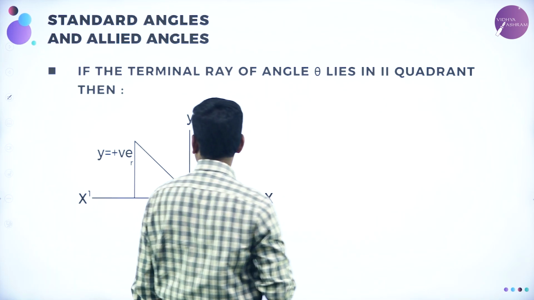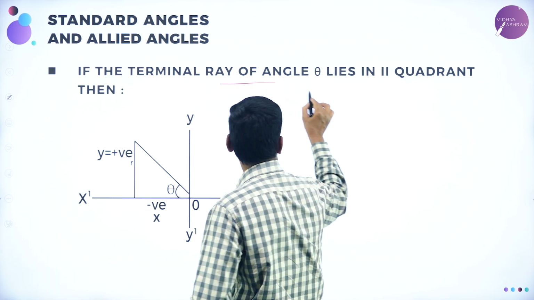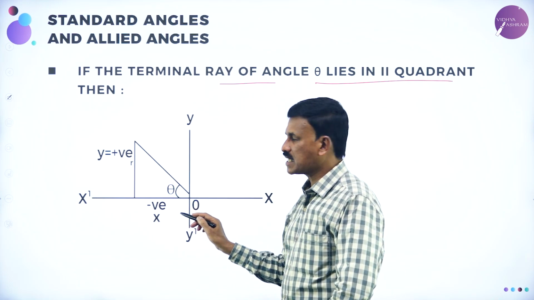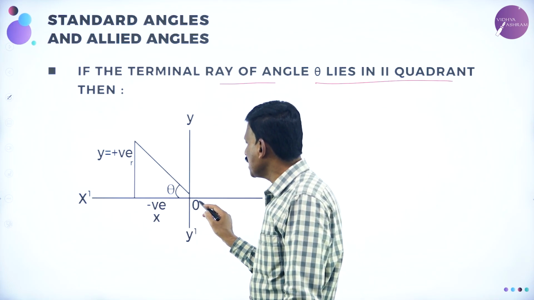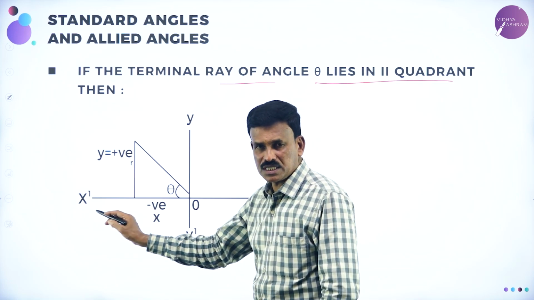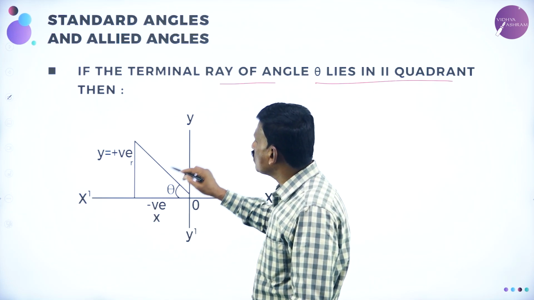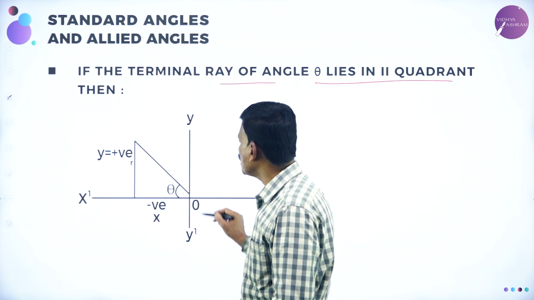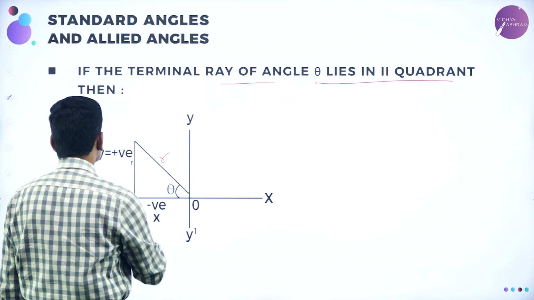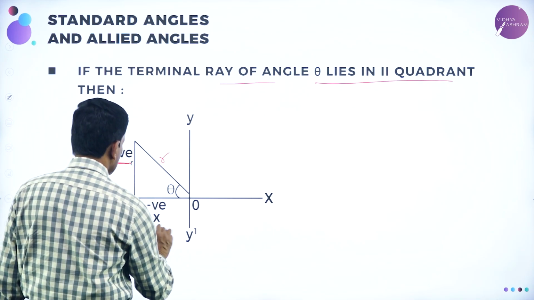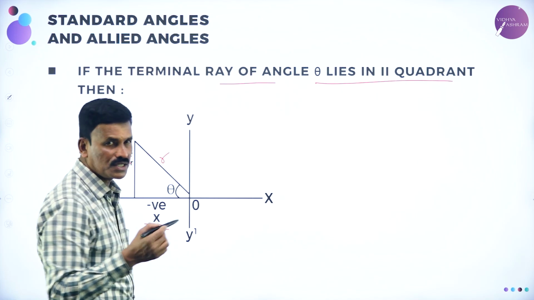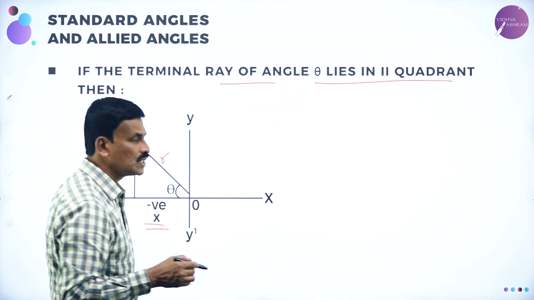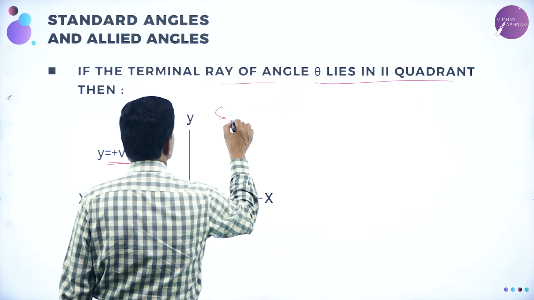Now, move on to the second one. If the terminal ray of the angle theta lies in the second quadrant, then what happens here? x is negative, y is positive, and r as usual is always positive. So y is positive, x is negative, and r is positive. Now, how do we write the six trigonometrical ratios?